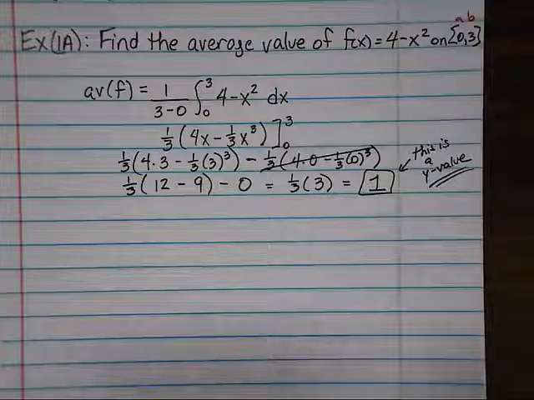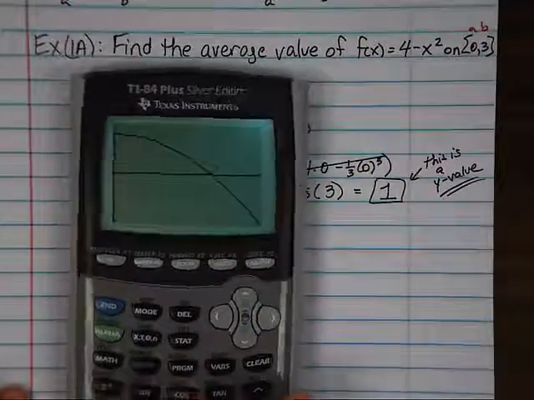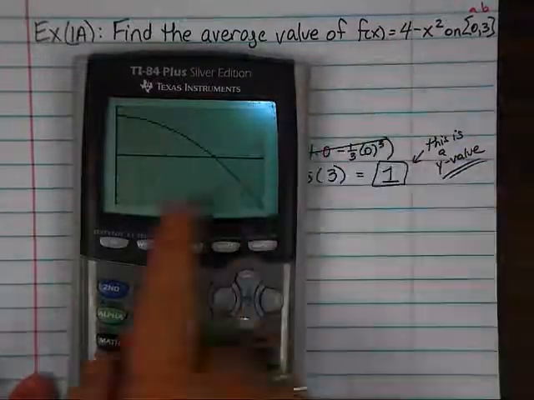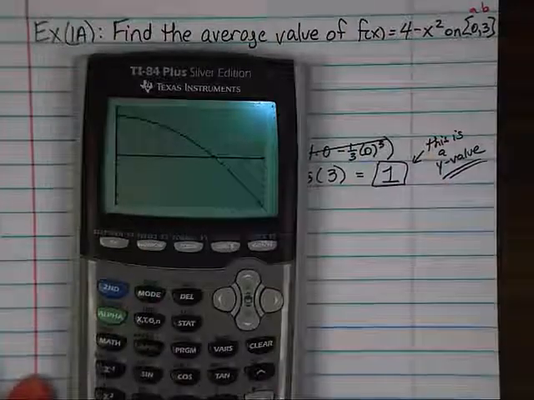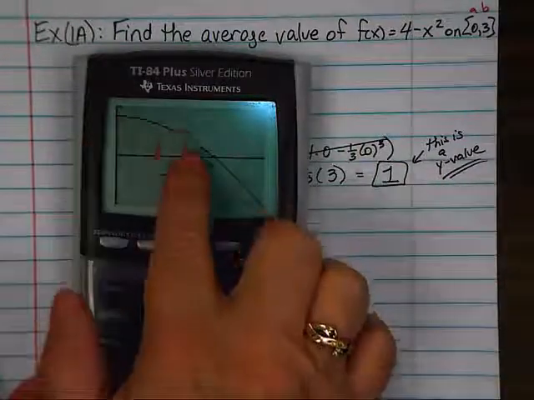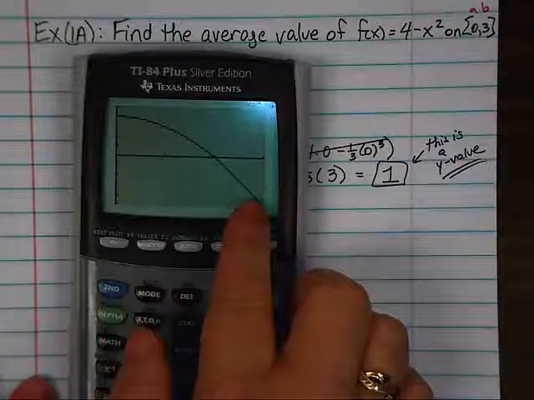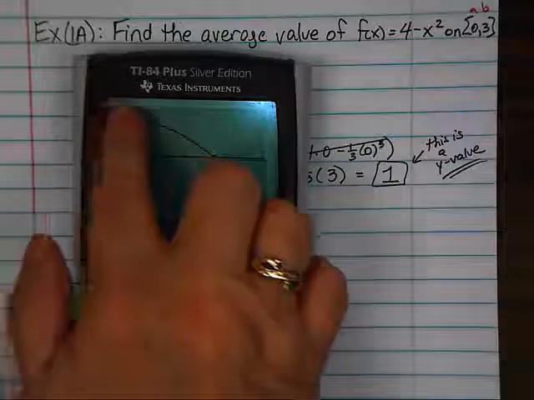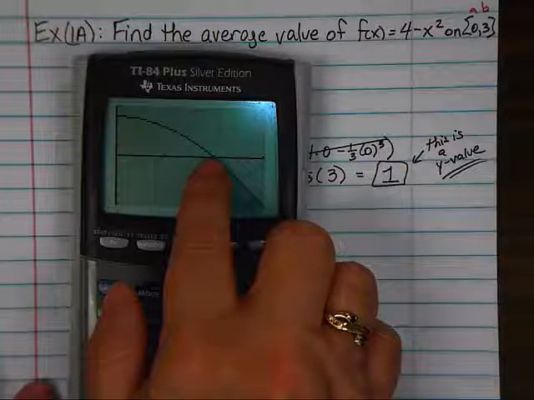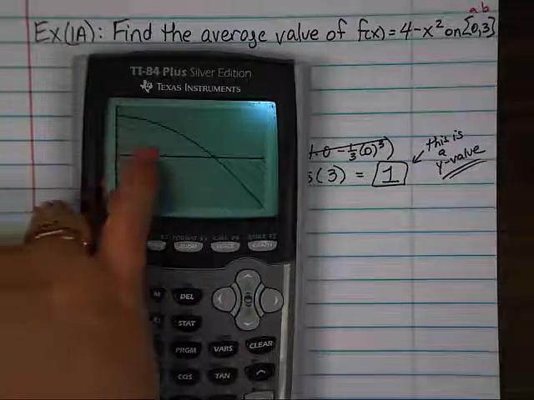Okay, so here is the curve that we dealt with. So we have this curve, 4 minus x squared. I made my interval go only from 0 to 3. Some of the curve is above the x-axis and has positive y values. Some of it's below the x-axis and has negative y values. But if you average it all out, the average y value is 1, which is about right here. Okay?